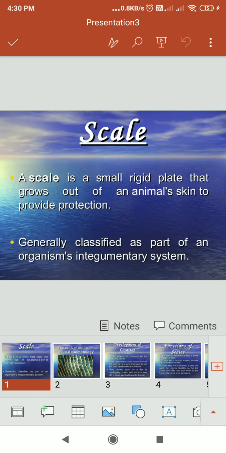And there are another two examples of scales, that is ganoid scales and rhomboid scales. These are the two types of scales which are found in rare species of fishes.